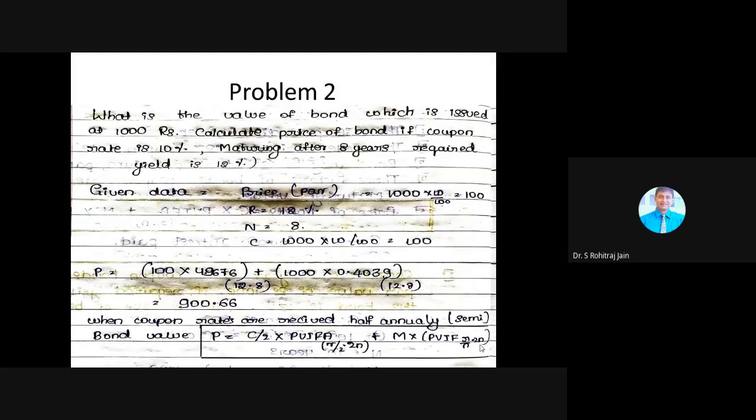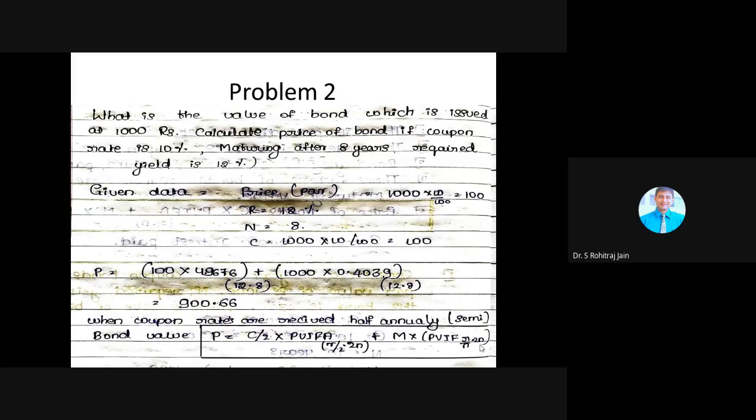In the previous two problems we solved, the coupon rates were paid annually. That means yearly once the interest will be paid to the bondholder. Now, in some problems, students, when the coupon rates are received half annually, what does that mean? Interest is paid twice in a year, that is semi-annually.